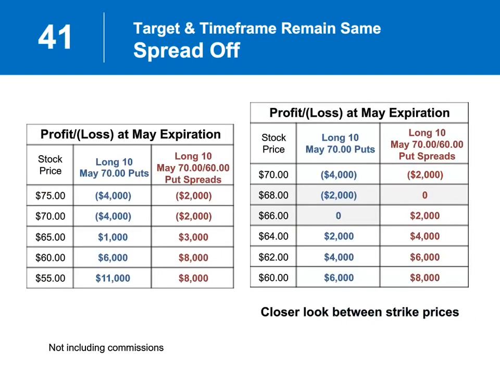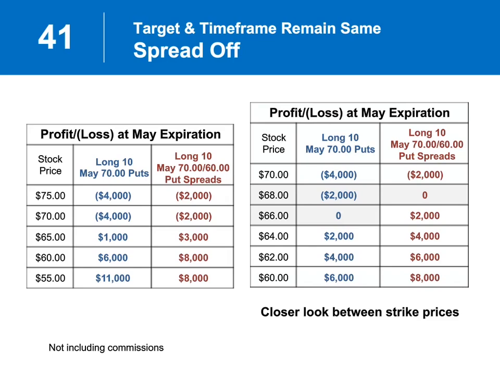And here are a couple different spread scenarios. The May 70 puts, obviously we're long 10 of them. We're going to continue to make money as the stock goes down. If we get into the May 70-60 put spread, rather than just holding those May 70 puts, we know our maximum profit potential is the $8,000. But of course, we have less money on the table, and our break-even point is lower as well.